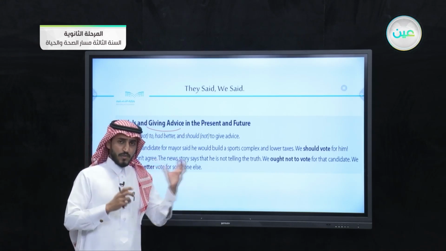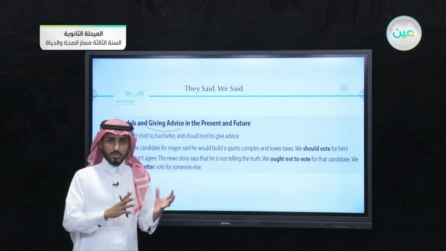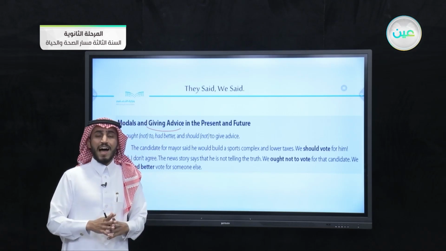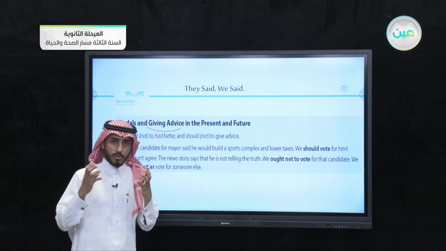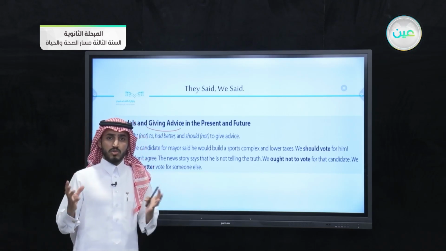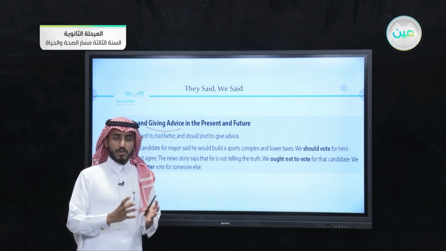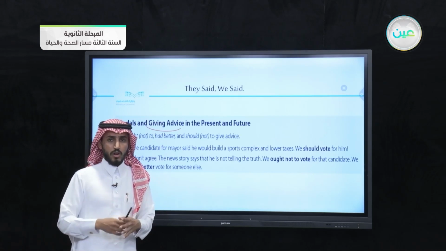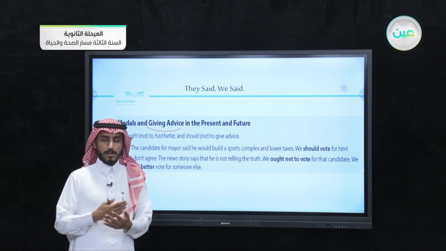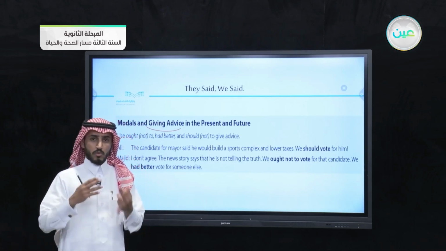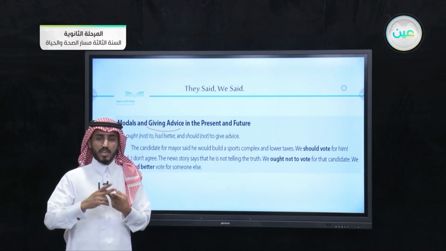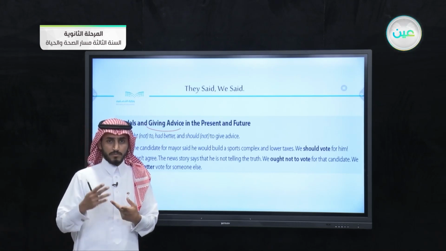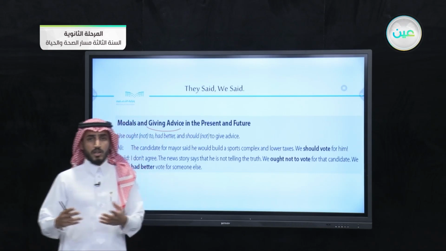Now, let's focus on the expression ought not to, and we should put in mind that we use this expression in formal situations or for written purposes. So we use it to write something or in formal situations.